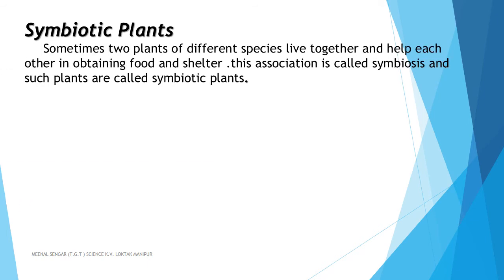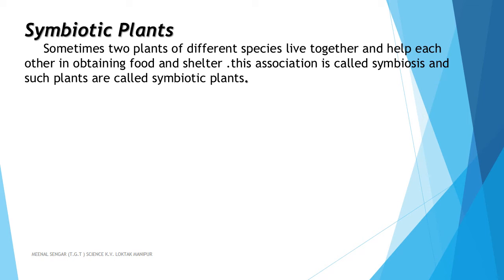Now the next example which we are going to see are the symbiotic plants, the plants which help each other. When two different types of plants help each other for obtaining their nutrition and for getting their shelter, this is known as symbiotic plant, and that relationship is known as symbiotic relationship. Sometimes two plants of different species live together, help each other in obtaining food and shelter. This association is called symbiosis, and such plants are known as symbiotic plants.